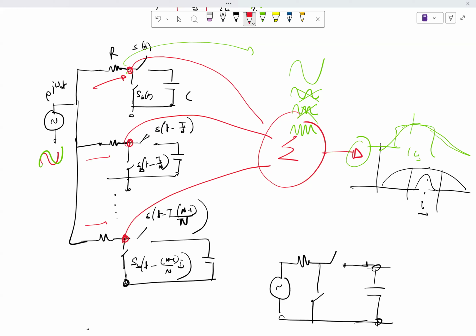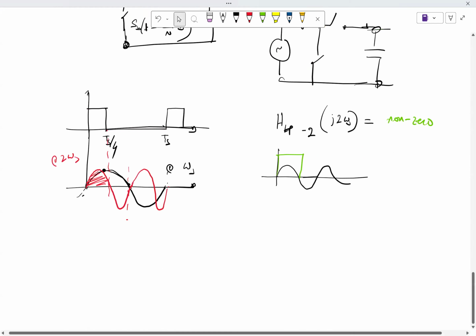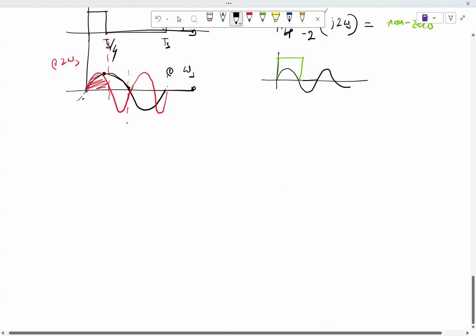If that is the case, then it essentially means, so now when I'm adding up, what am I doing? Let me redraw and show you only two cases.